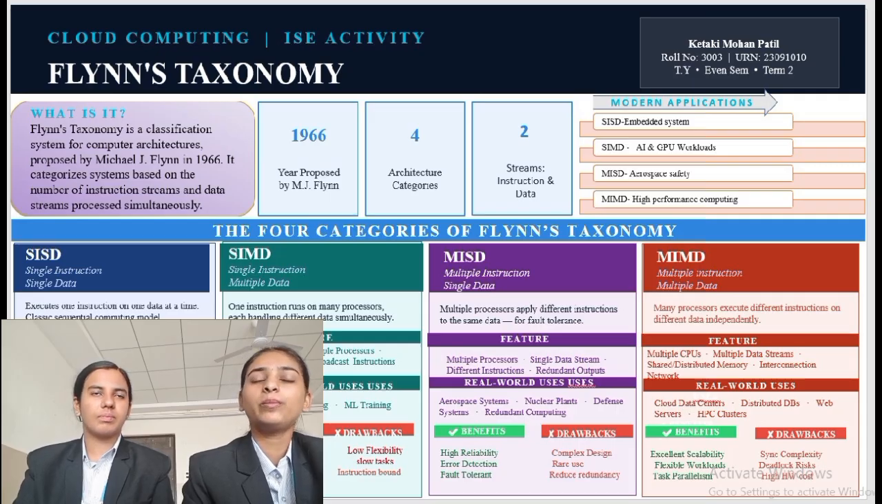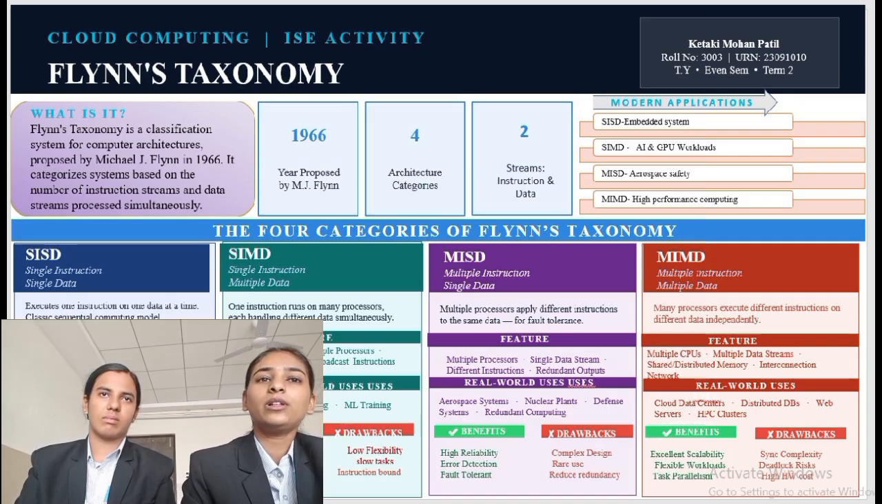Sure. So the overall benefit of this Flynn taxonomy is that it supports parallel computing, meaning it speeds up processing, and multiple tasks and operations can run at the same time. It improves performance as multiple processes are performed simultaneously. So the overall performance of the system or architecture increases, and also the execution time is reduced.